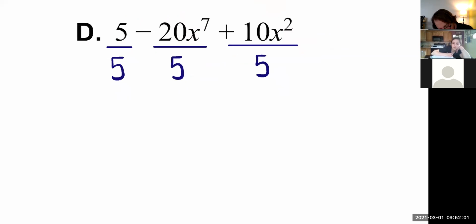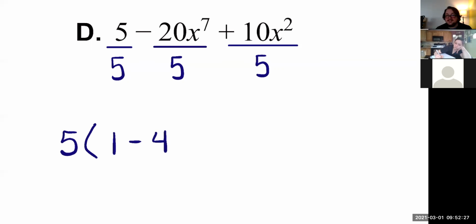But every greatest common factor is important. So set the greatest common factor to the side before you divide. 5 divided by 5 is going to give us 1. 10 divided by 5... Negative 20 divided by 5 is going to give me a negative 4.